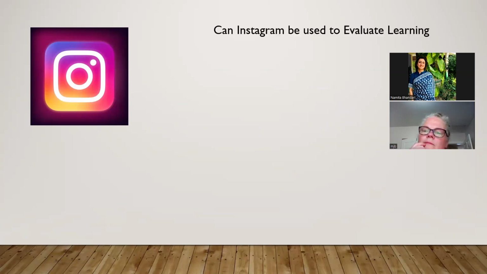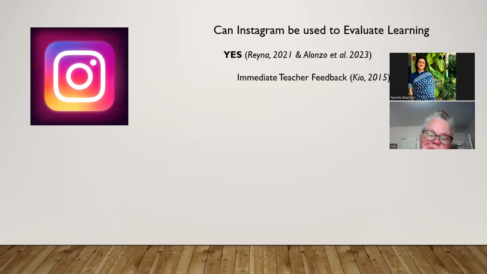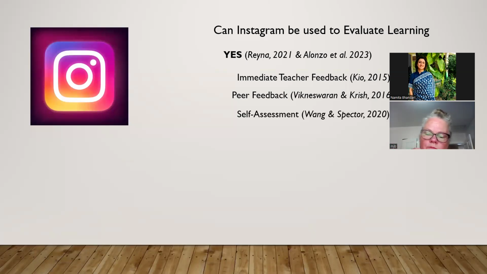And like we were discussing, the evaluating part. I have particularly referred to various studies for this part because it is a big question mark. How can we use Instagram for evaluation? Raina 2021 and Alonso along with other authors in 2023 are giving a big yes to this parameter of Instagram. In fact, you can refer to one study by Keo, which focused on the immediate teacher feedback factor of Instagram. Then peer feedback: there is a study by Vikneshwaran and Krish conducted in 2016. It is a very important factor.